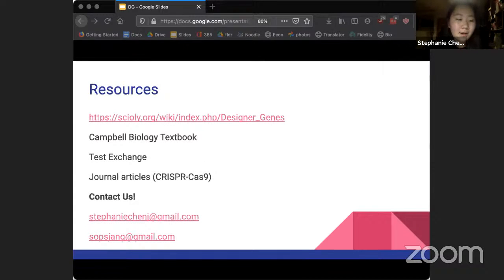So here are just some resources that are pretty important. If you go on scioli.org and the designer genes wiki, there's so much more information in such greater detail of basically all the topics that we've covered. Sophia, do you want to talk about the textbook?